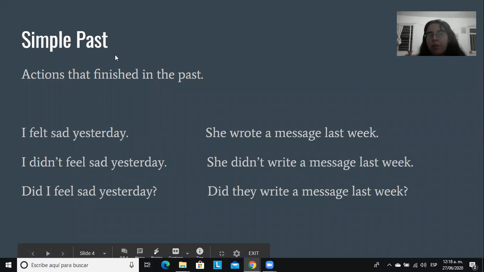For the simple past, the auxiliary for all of the people, like I, he, she, all of them, is did. So it would be, I felt sad yesterday. The negative would be, I didn't feel sad yesterday. We just add did not, the auxiliary and not, to make it negative.